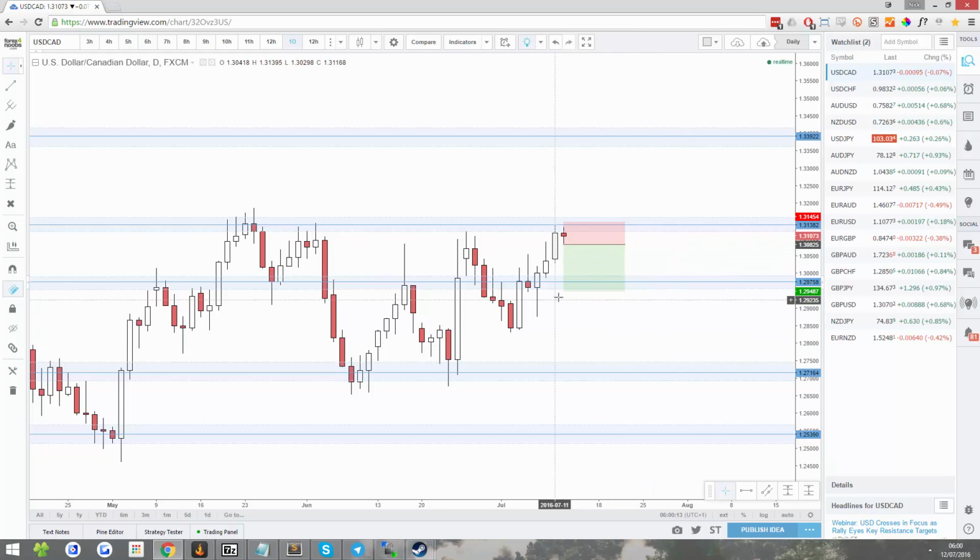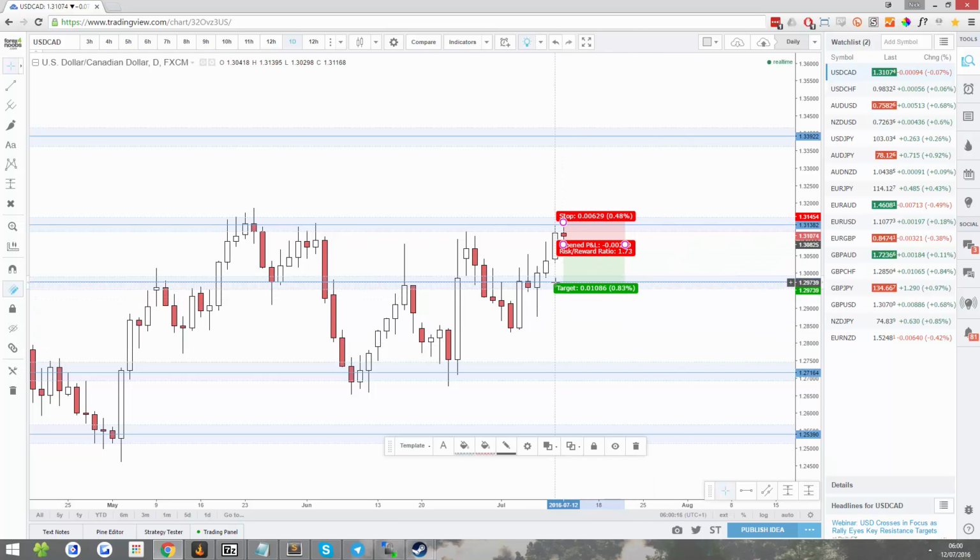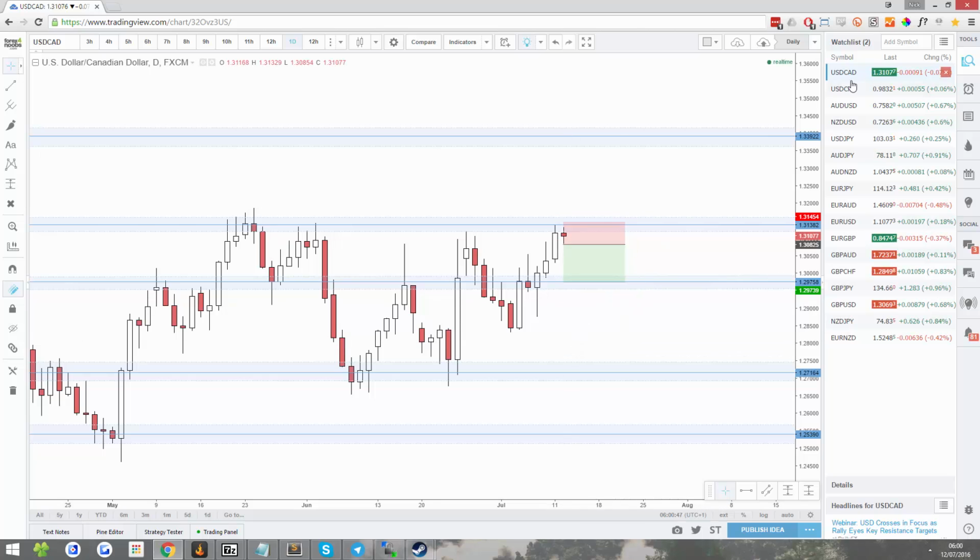So based on the history I have with this pair, I'm willing to potentially accept a lower risk to reward ratio than I would normally accept. Normally my risk to reward ratio doesn't really dip below 2, but I might make an exception for USDCAD just because my history on this pair shows that accepting a risk to reward ratio of 1.7 also is not such a bad thing.